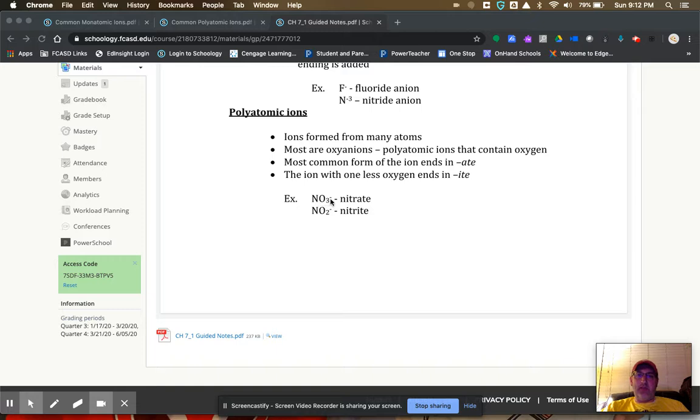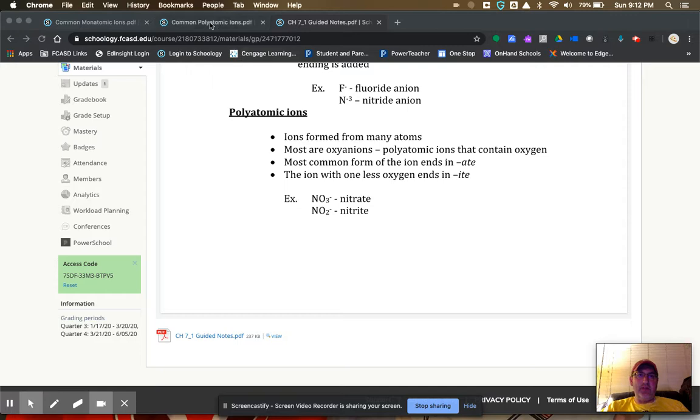So let's look at a couple of examples. NO3 minus 1, that's a polyatomic ion. It's an oxyanion. It contains oxygen. Its name is nitrate. You can see there it has the ATE ending. Now NO2 minus, which has 1 less oxygen than nitrate, is nitrite. So it has the ITE ending. So if you know the ATE ending, you can always get to the ITE ending. But one other thing is you don't have to remember these. You'll have the list and the sheet for your homework, for your test, whatever you're going to be doing.